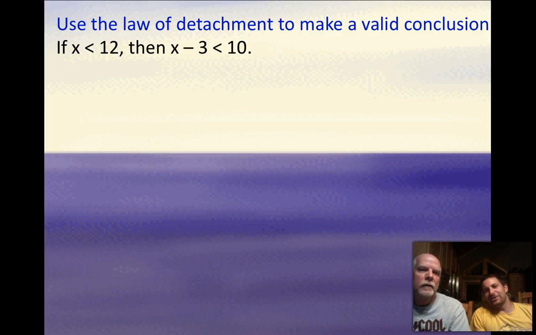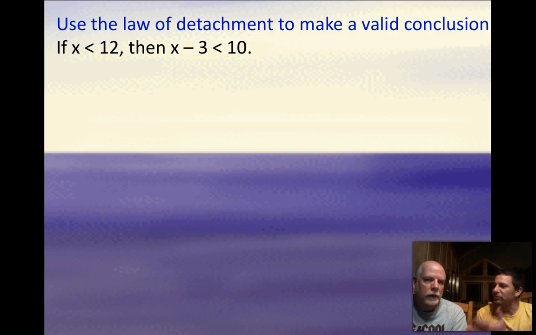So you guys are going to use the law of detachment to make a valid conclusion here. It's basically saying if x is less than 12, that has to be true, then we know that x minus 3 is less than 10, and Mr. Scritchfield will take it from there. Well, again, we're going back to what we just said.